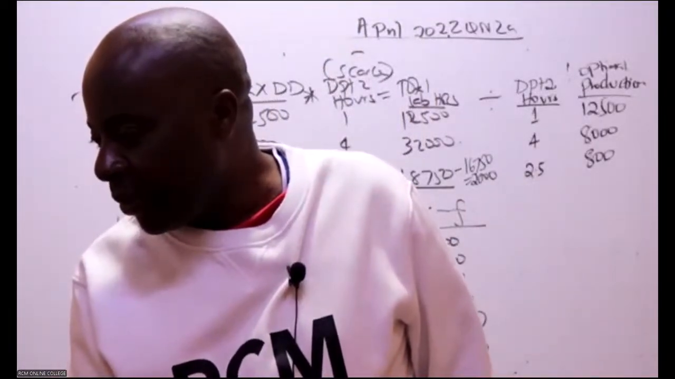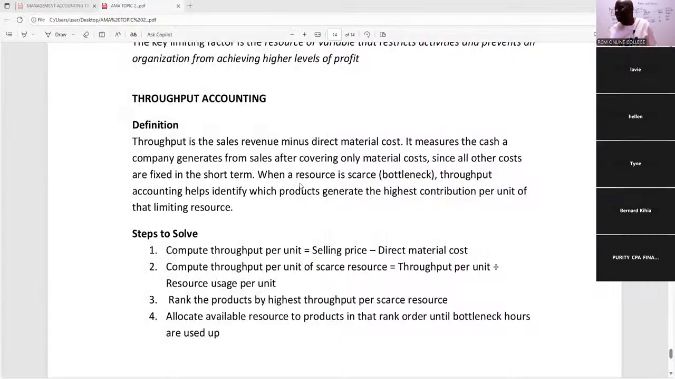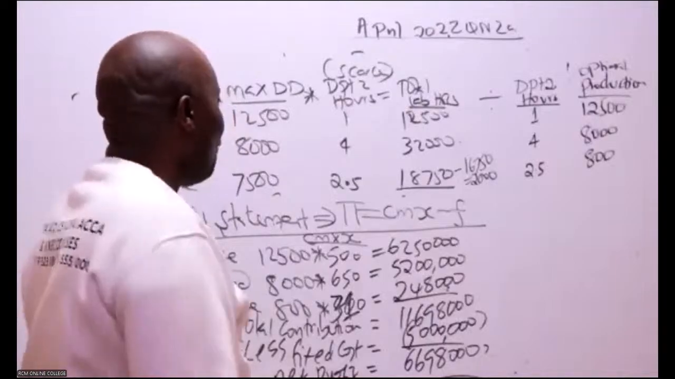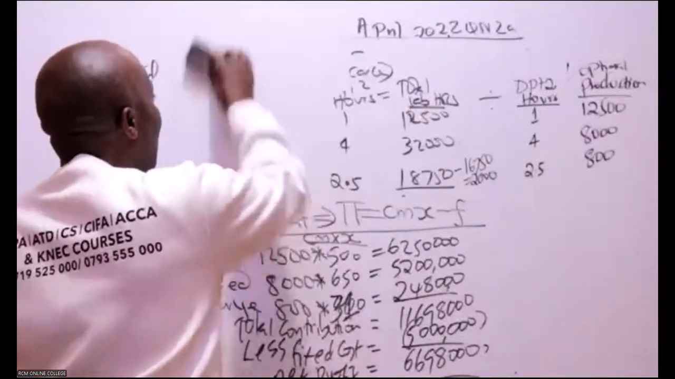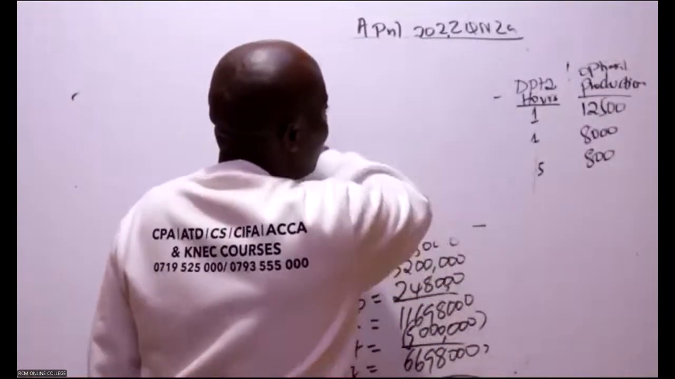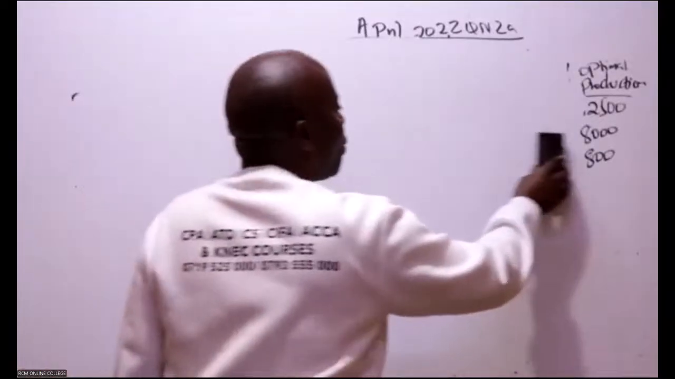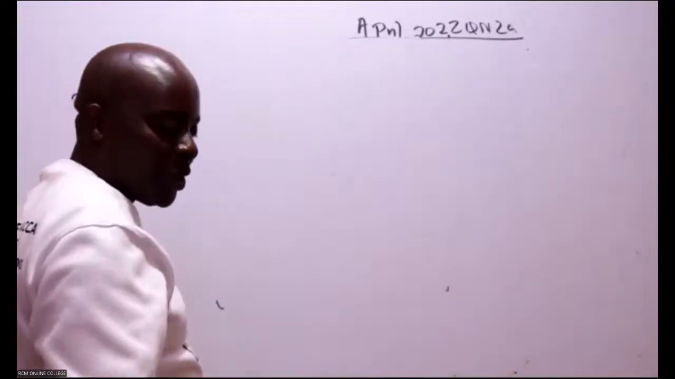The last area here is throughput, which is very, very easy. I've never understood why students fear throughput. It is the easiest thing because at throughput, the only variable cost that we have is material. Let me explain something small before I start reading. We have three types of variable expenses: direct materials, direct labor, and lastly, variable overheads.